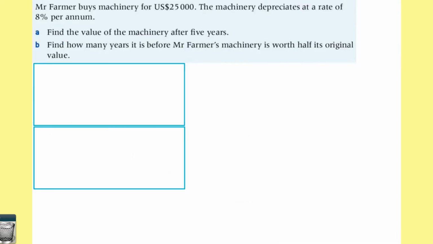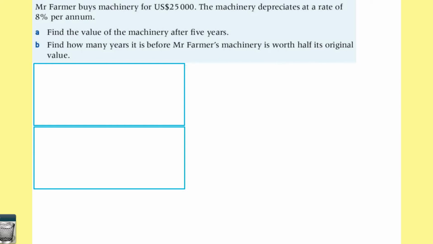Yeah, that would be nice. Anyway, next problem. All right, Mr. Farmer buys machinery for $25,000. It depreciates at a rate of 8% per annum. All right, so annually, 8%. So we're going to find the value after 5 years.